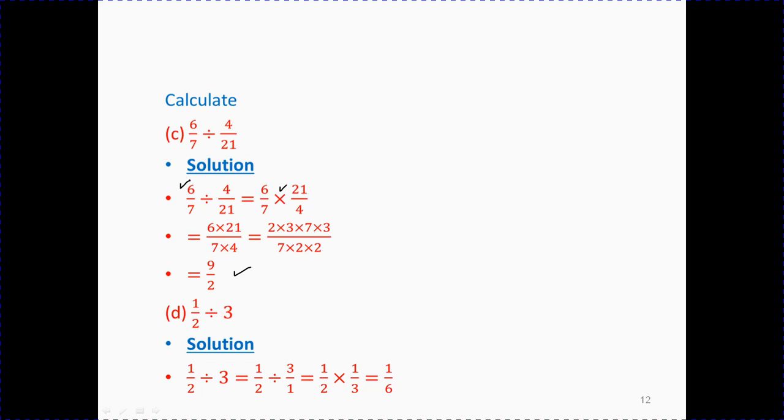Okay, what about half divided by 3? Again, I'm going to write this as 3 over 1. I'll apply the rule. It is half, the same first fraction, then change to multiplication, then take the reciprocal, so it will be 1 over 3. Again, this is multiplication, 1 times 1, 1, and 2 times 3, it is 6.